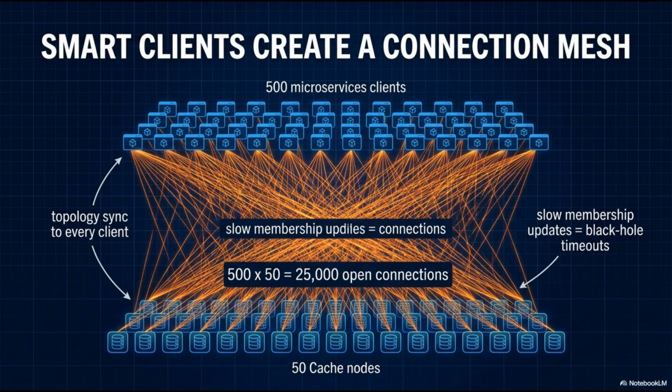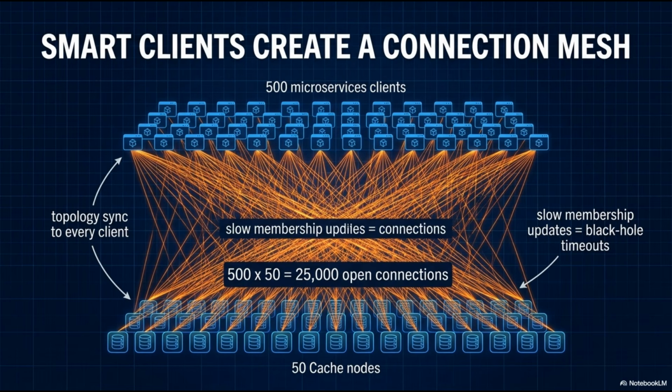Client-side routing is insanely fast because it eliminates a network hop. Sure. But as your microservices architecture scales, the connection overhead and the topology synchronization become overwhelming liabilities. If the clients learn about a node failure slowly, they blindly fire requests into a black hole, generating really painful timeouts. So we add a proxy layer.